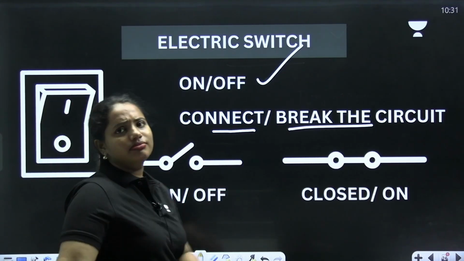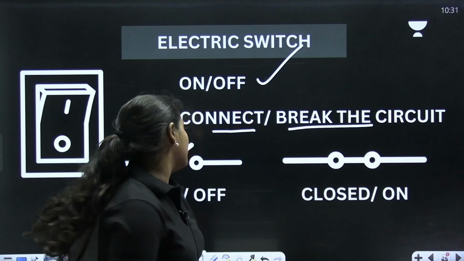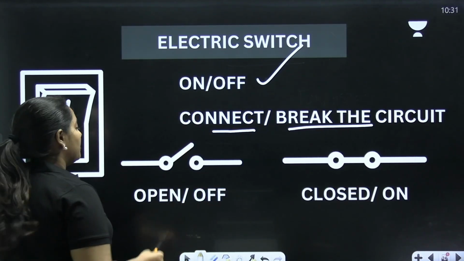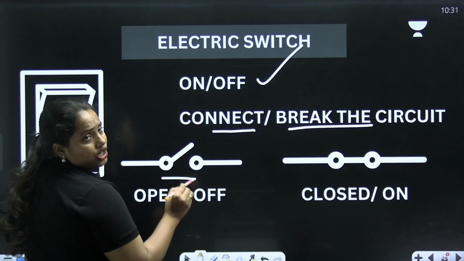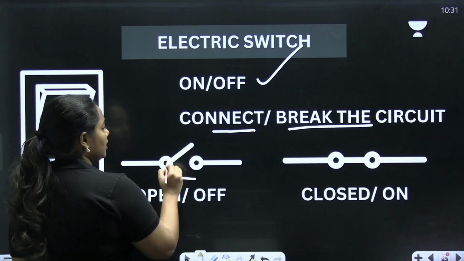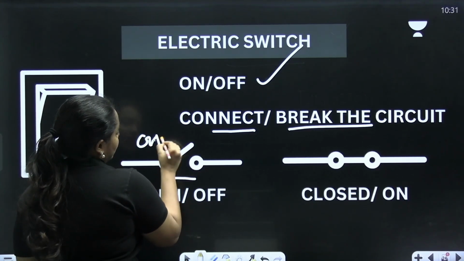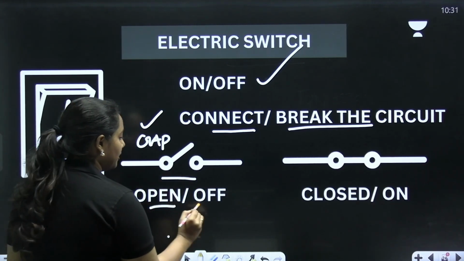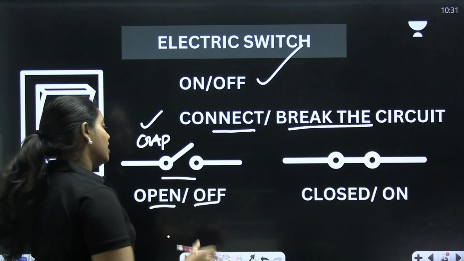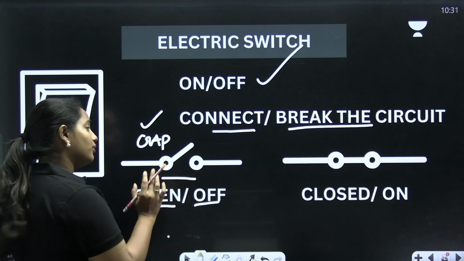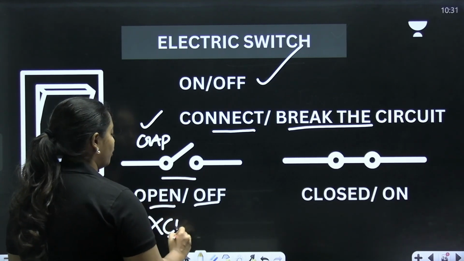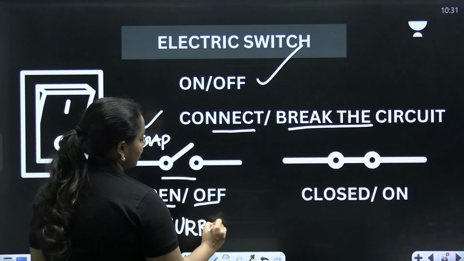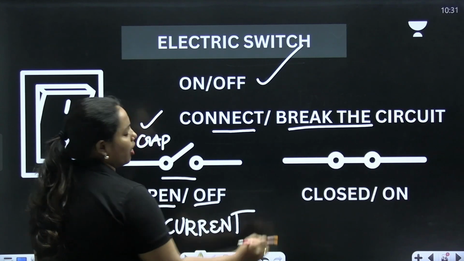When you look at the symbols, there are mainly two symbols here. The first symbol is the open condition. Open condition means there is a gap here. If you find a gap, it's open. That means the switch is in the off condition. Once it is in the off condition, you have to understand that current will not flow. There will not be any current flow if the switch is off.